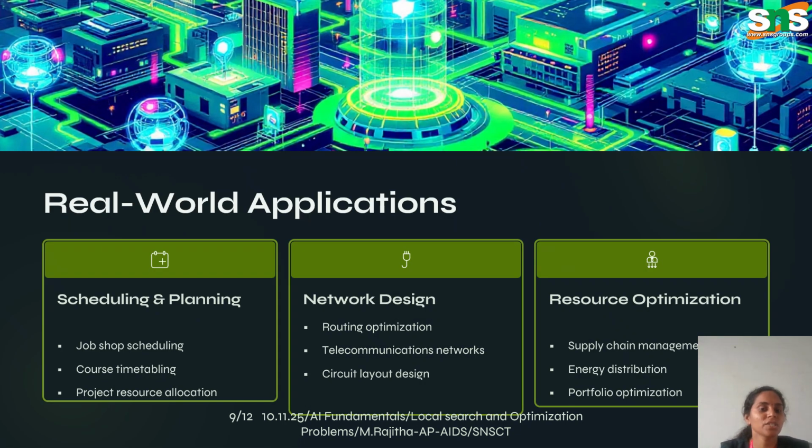And the real world application is scheduling and planning. Allocating resources efficiently, for example course timetables, project tasks, assignments, factory jobs, network design, optimizing routes in transport or communication systems, and resource optimization, managing energy, stock or investment portfolios. Real example: Google Maps uses optimization to compute the shortest route. Emphasize local search is practical and applicable across many domains.